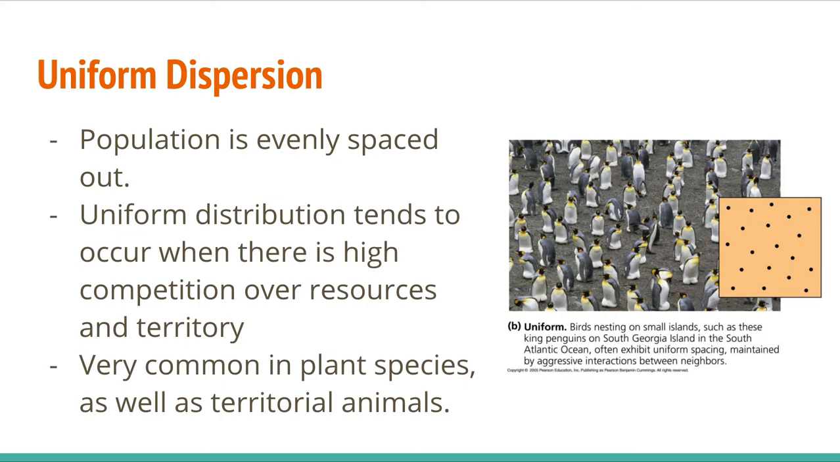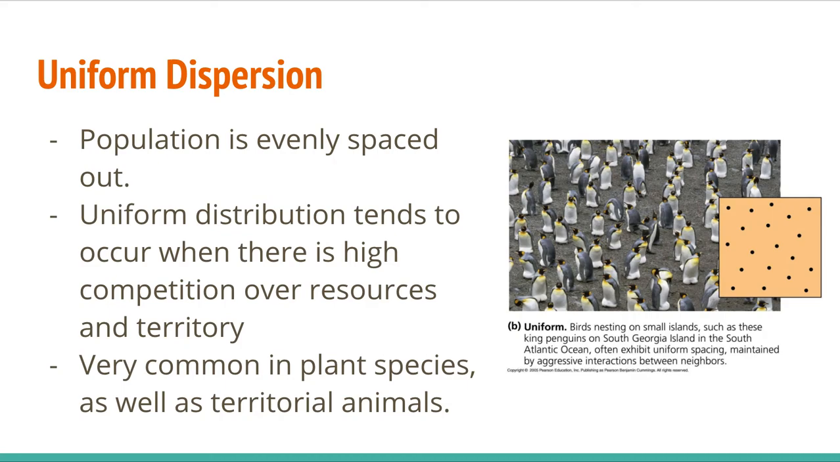Very common to see uniform population distributions amongst nesting birds that gather like this in large numbers to reproduce and to have their offspring. And typically this is indicative of territorial competition over a resource. We actually see it in plant species a lot too.